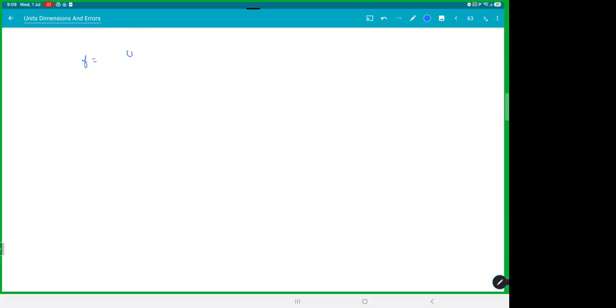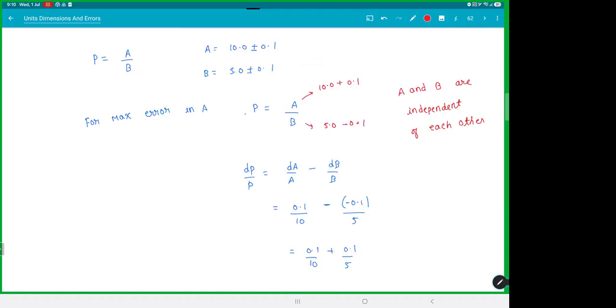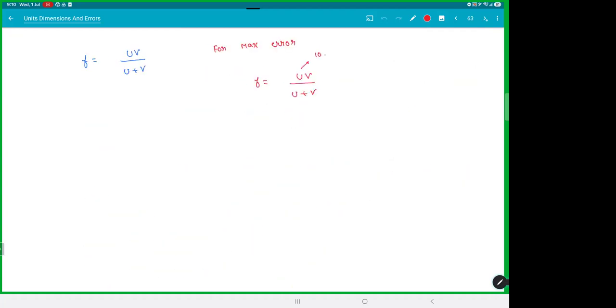So when you say f is equal to uv by u plus v, for max error, u plus v by u plus v, this u must be 10 plus 0.1, v must be 5 plus 0.1, and the denominator must be minimum. So this is 10 minus 0.1, and this must be 5 minus 0.1. This is not possible. You can't do this.